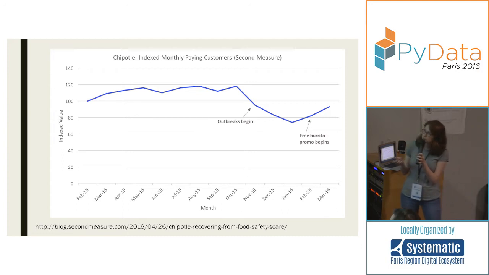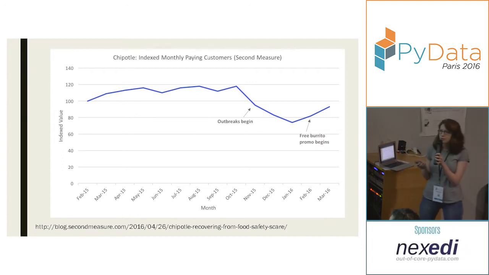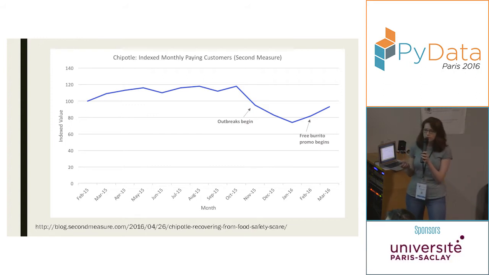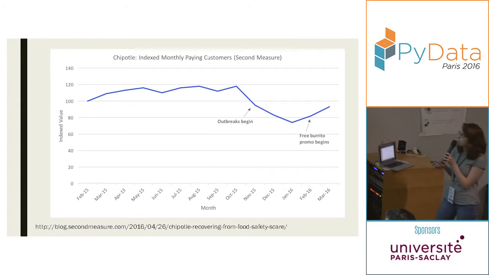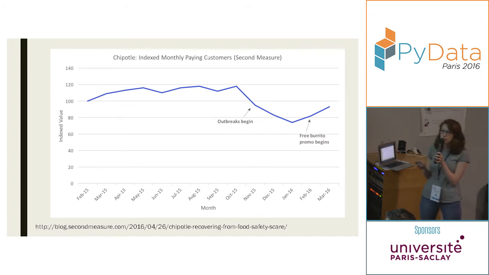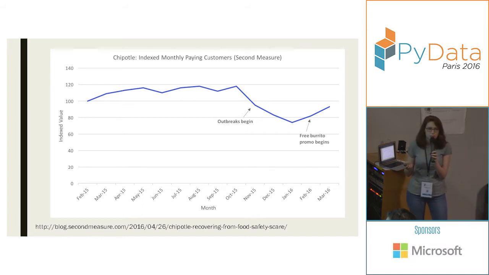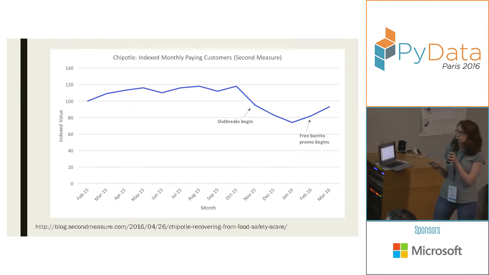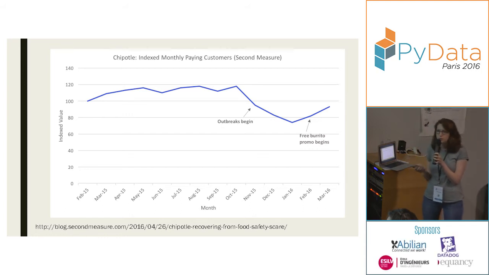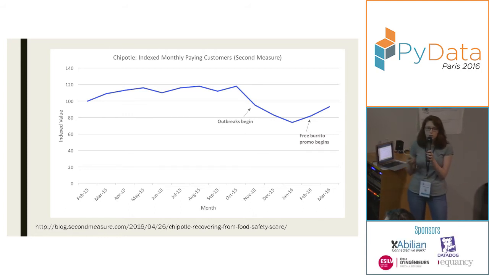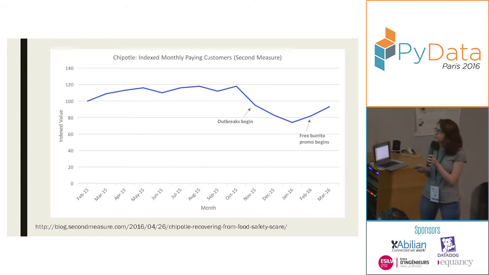And as you can see from this plot, this outbreak resulted in a drop in the number of paying customers at Chipotle. To try to encourage customers to return to their restaurants, in February 2016, they started offering a free burrito promotion. And based on the data from our platform, we can actually see that not only are customers returning for free burritos, but they're also returning for regular meals as well.